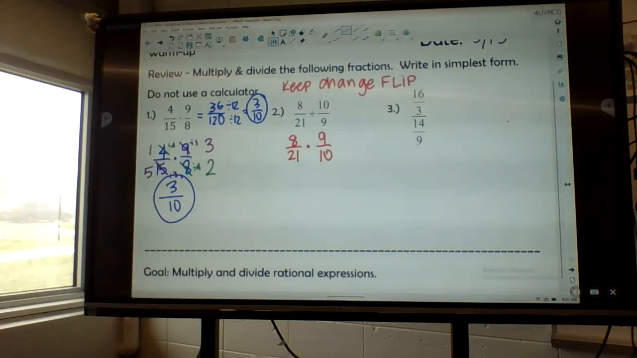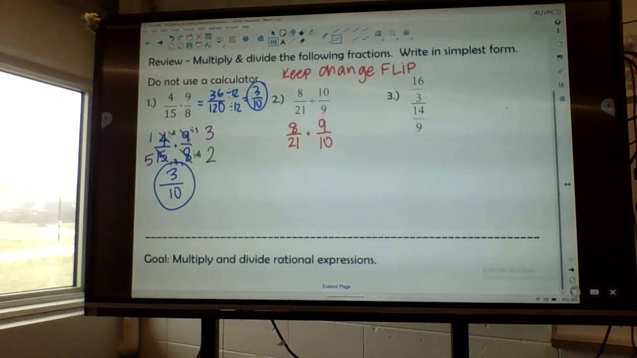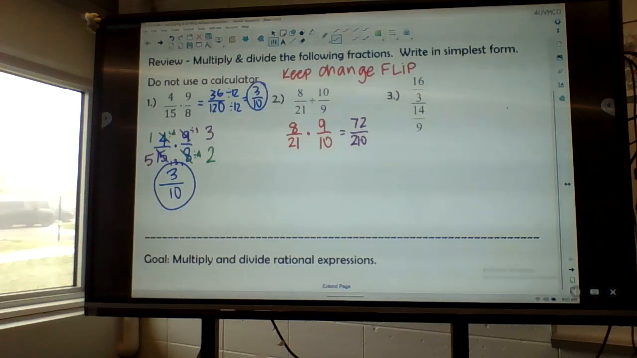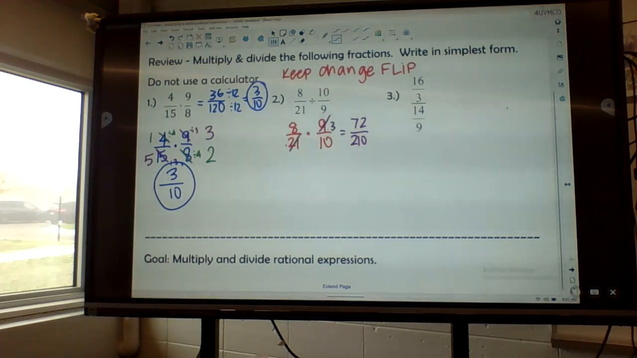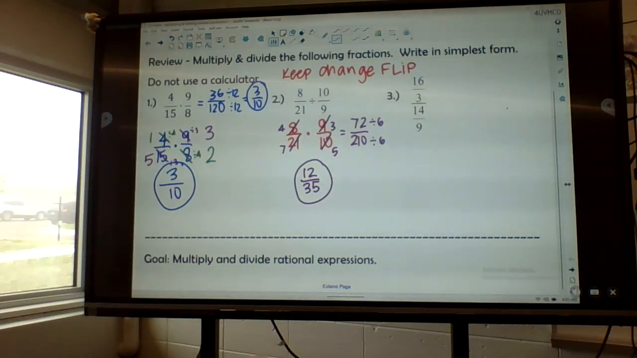Now again, I like to cross cancel. I don't know your preferences on that, because if you had to multiply this, this would be some big numbers. This would be 72 over 210. Then we'd have to simplify. What I like to do first is simplify. So I'm going to simplify 9 and 21 by 3, 8 and 10 by 2. So I'm left with 12 on top of 35. So 4 times 3. So I'm assuming we can divide these by maybe 6 to get 12 over 35.